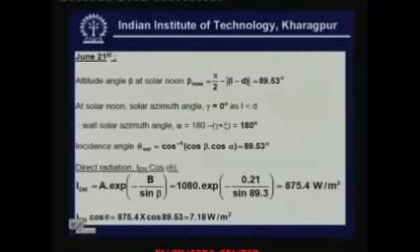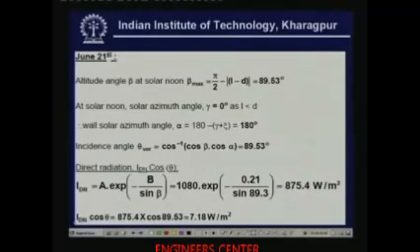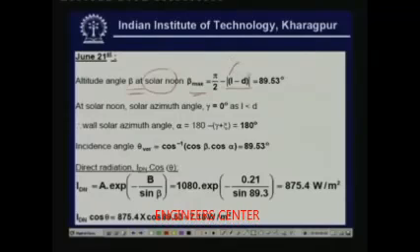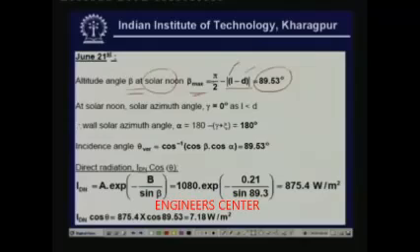Okay, so here a stepwise procedure is shown. First what we do is we find out the altitude angle beta. Since we are doing the calculations at solar noon, the beta is nothing but beta max, that is given by pi by 2 minus absolute value of L minus D, where L is the latitude and D is the declination. So, you find that the altitude angle works out to be 89.53 degrees. First I am doing the calculation for June 21st. Okay, so here I take the declination as 23.5 degrees.